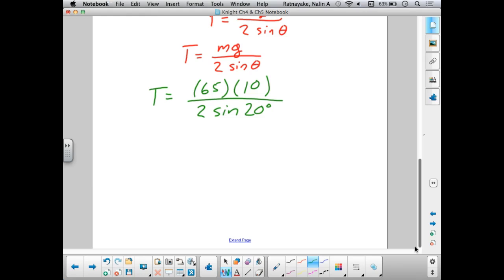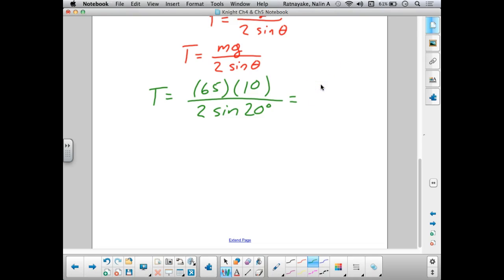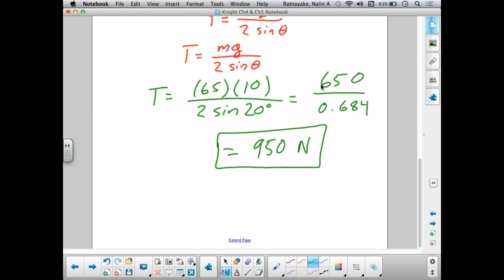Okay, we can plug that in, and that's pretty straightforward. 65 times 10 is 650. 2 times the sine of 20 degrees is 0.684. And if I divide those two out, I get about 950. And our units of force are newtons.